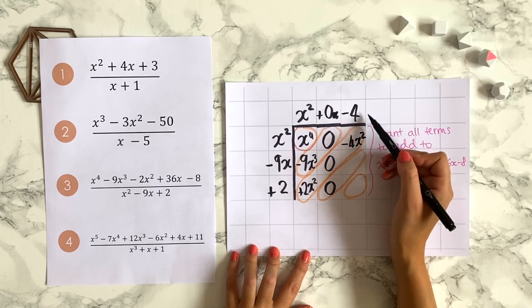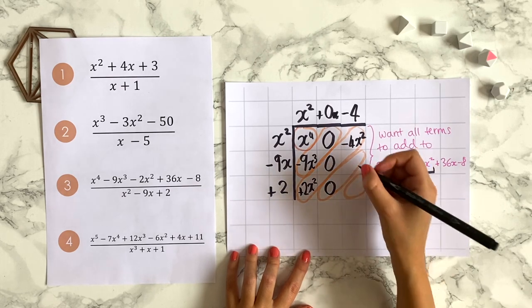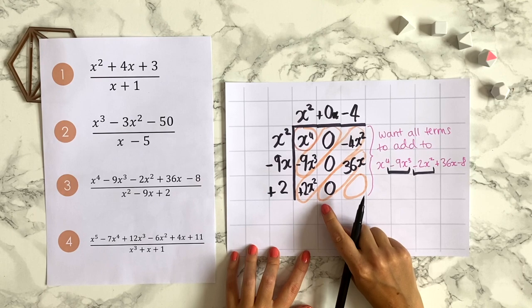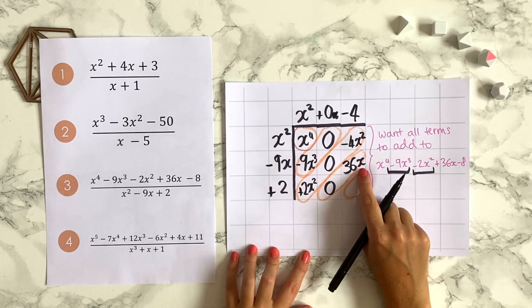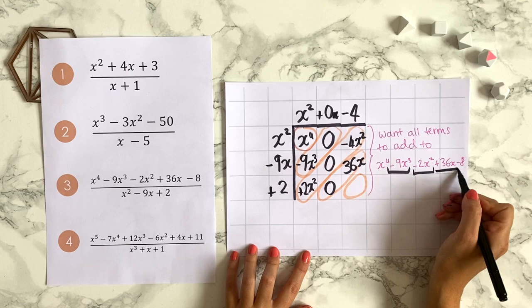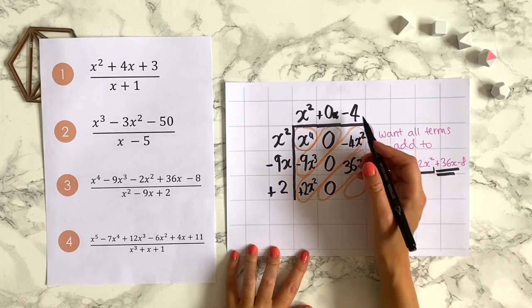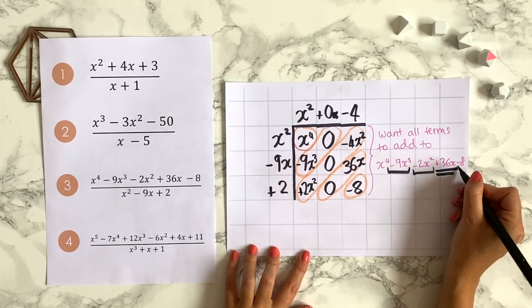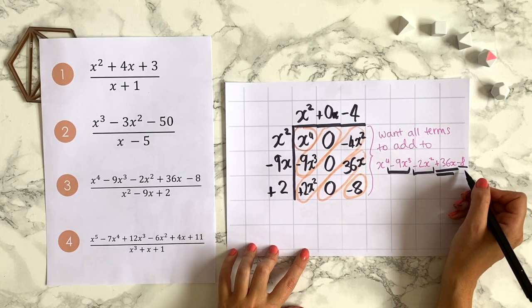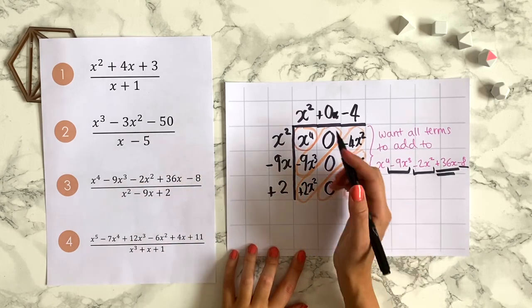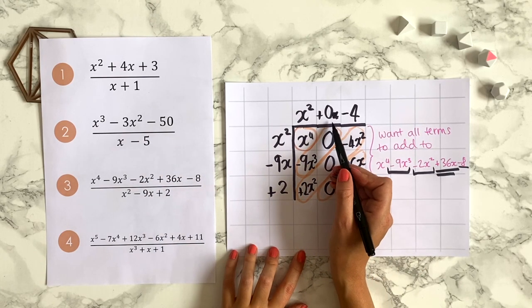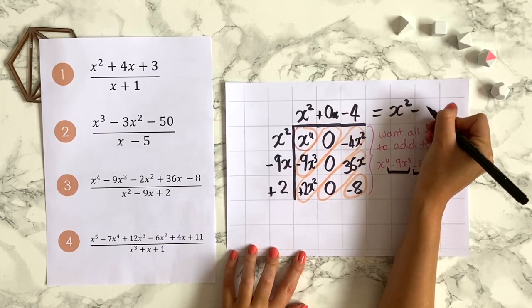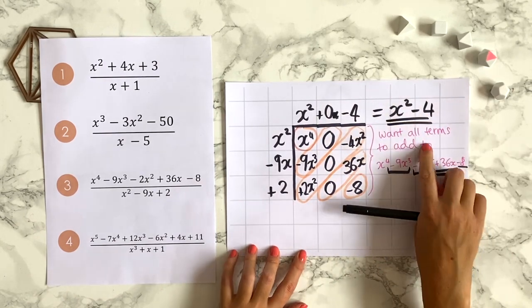So minus 4 times minus 9x is going to be 36x. And then hopefully 0 plus 36x is 36x, which is what we wanted. So that's a good sign. Minus 4 times plus 2 is minus 8, which is the final term that we wanted. So again, another good sign. So the answer to this division is x squared plus 0x minus 4, which is the same as just x squared minus 4. So that's the answer.